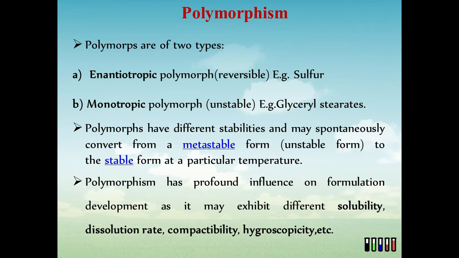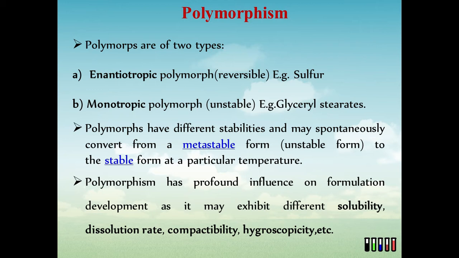Now what is the difference between enantiotropic and monotropic? Enantiotropic polymorphs are possible only in certain environmental conditions, like increasing heat or increasing humidity. In those cases only, enantiotropic polymorphism is possible in our drugs. But it can be reversible. If you maintain these conditions, you can again reverse the polymorphic form.